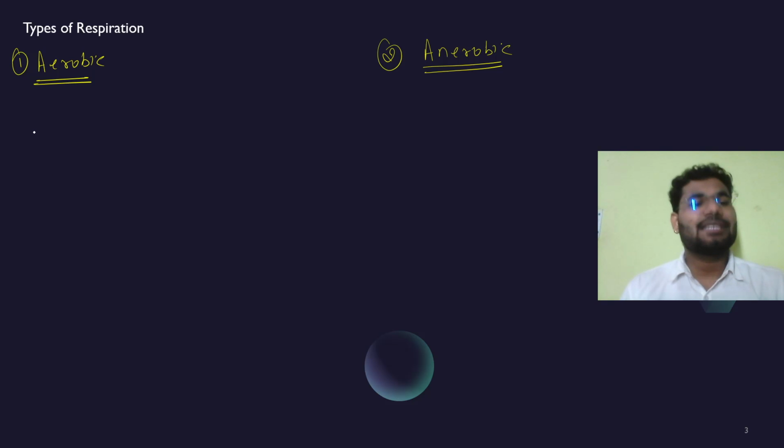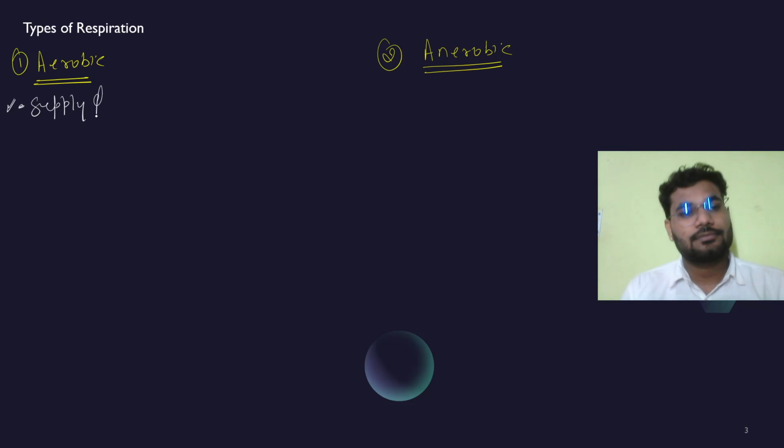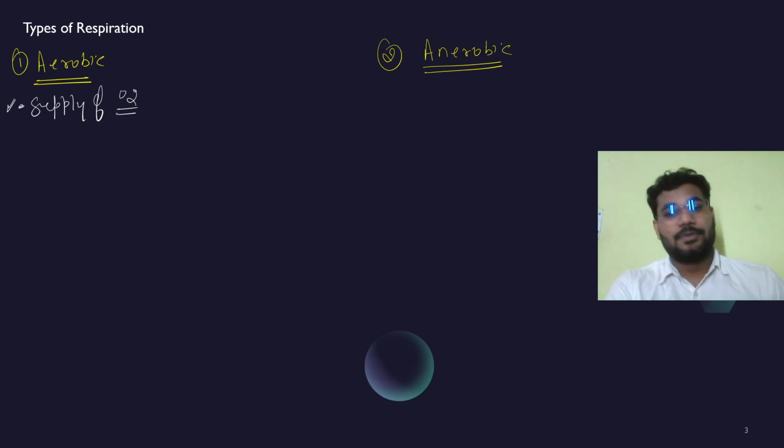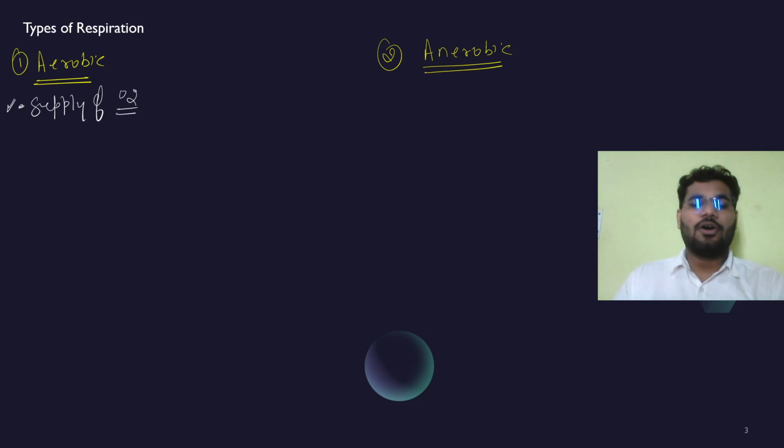Basically, in aerobic respiration, oxygen is present, so there is a supply of oxygen. The question is why do we require oxygen? We require oxygen in aerobic organisms for cellular respiration. Let me give a basic idea. Oxygen is required for oxidation of food or any substance. In simple words, oxygen is required for burning reactions. We know that in daily activities, for burning we require oxygen.